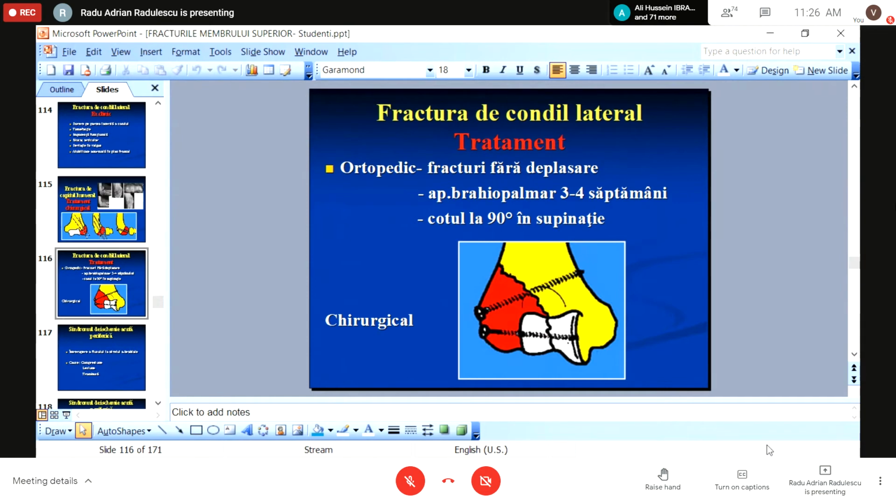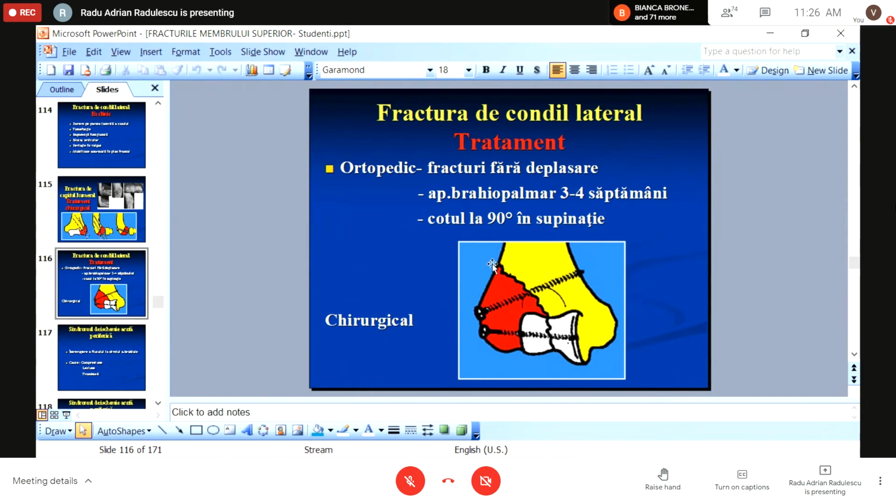If we have a fracture of the lateral condyle, a bigger fragment, then we need to reduce it, of course, and then fix it with at least two screws oriented in different directions in order to obtain a good fixation.